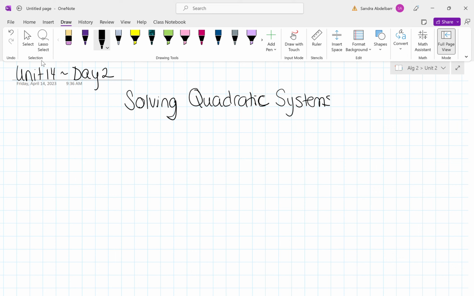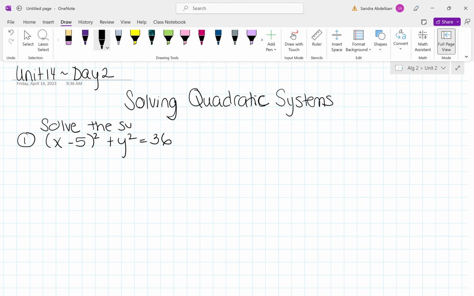So what we're going to do is solve a system of quadratic equations. We're going to do it two ways: by graphing, and also algebraically. So let's start off simple. I want us to solve the quantity of x minus 5 squared plus y squared equals 36.